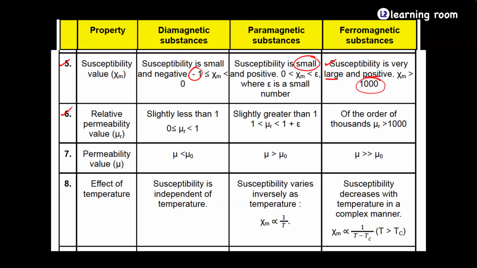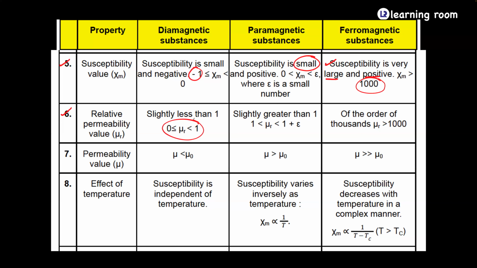Next is relative permeability. For a diamagnetic substance, it is slightly less than 1. So relative permeability is going to be greater than or equal to 0, but less than 1. Whereas for a paramagnetic substance, it is greater than 1 and goes to a small value of 1 plus epsilon. Whereas for a ferromagnetic substance, it is going to be greater than 1000.